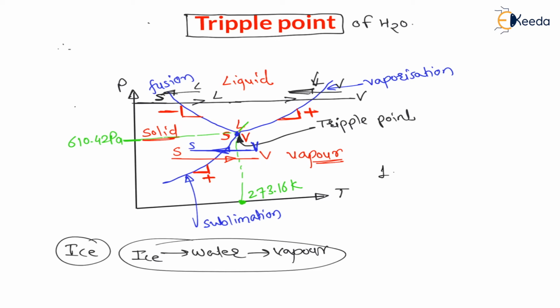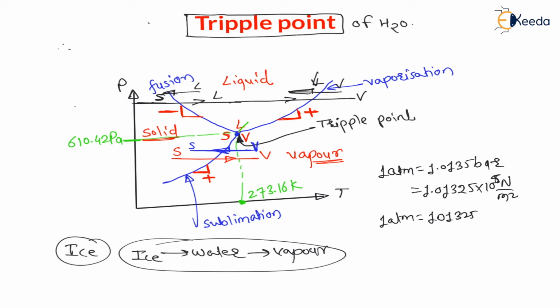Therefore 1 atmospheric pressure is nothing but 1.01325 bar, which is nothing but 1.01325 into 10 to the power 5 Newton per meter square. Newton per meter square is nothing but Pascal. Therefore 1 atmospheric pressure is nothing but 1.01325 into 10 to the power 5 Pascal. This is the 1 atmospheric pressure.